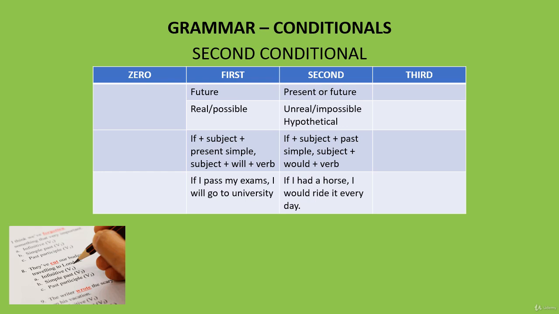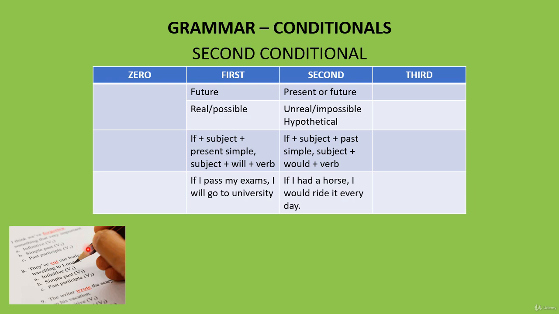Let's look at the second conditional. The second conditional gives conditions about the present or future, but they are unreal or impossible situations. In other words, they are hypothetical. And we make it like this: if plus subject plus past simple, comma, then subject plus would plus verb. For example, if I had a horse, I would ride it every day.